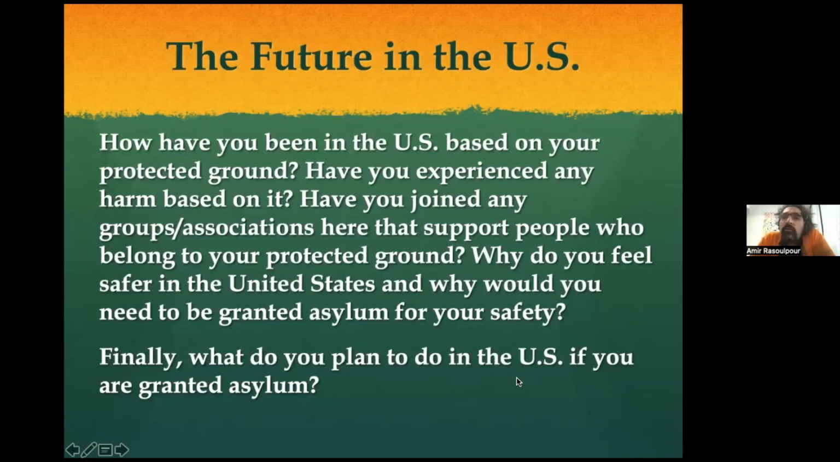And finally, maybe you want to give a little information about what you're doing in the US, right? So good moral character, discretion, it's not absolutely necessary, but it's good to show. And why do you feel safer in the United States, and why would you need to be granted asylum in the US for your safety? So it doesn't have to be super long, but maybe just a little information about what you're planning to do in the US if granted asylum.